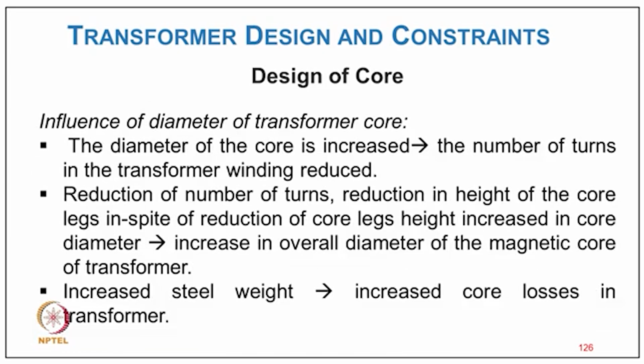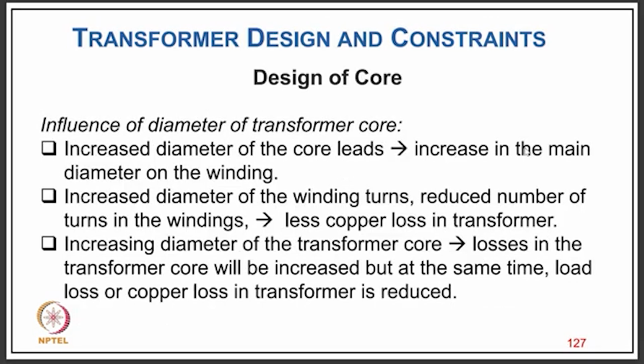As the diameter of the core is increased, the number of turns in the transformer winding is reduced, and the reduction of turns means a reduction in the height of the core legs. An increase in the core diameter increases the overall diameter of the magnetic core of the transformer, with increased steel weight and increased core losses. The increased diameter of the core also leads to an increase in the mean diameter of the winding, increases the diameter of the winding turns, reduces the number of winding turns, and means less copper in the transformer.